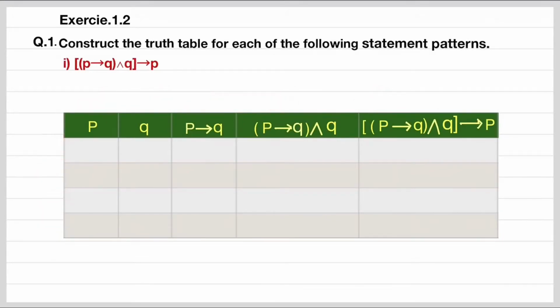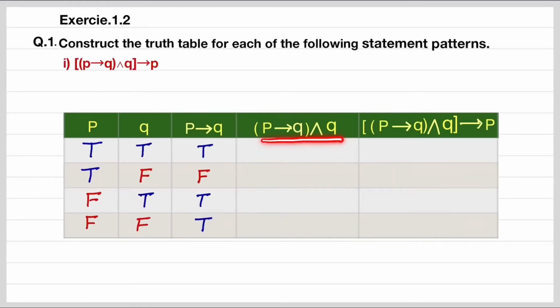For P, we will take first 2 values true and last 2 values false. Now make it half, and for Q we will take 1 true, 1 false. Repeat it. Next is implication, and we know implication is false when first statement is true and second is false. See where this condition is satisfied? At second place. That means second entry is false and all other entries are true.